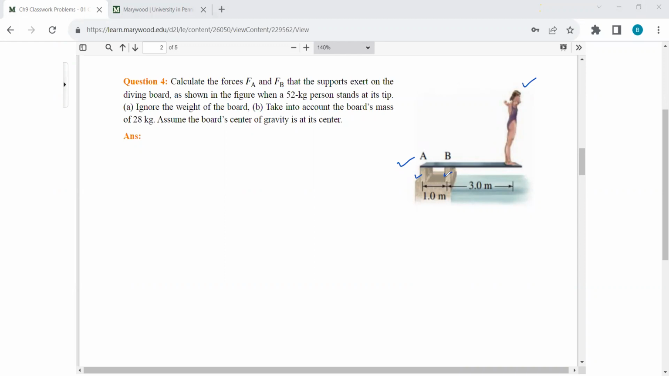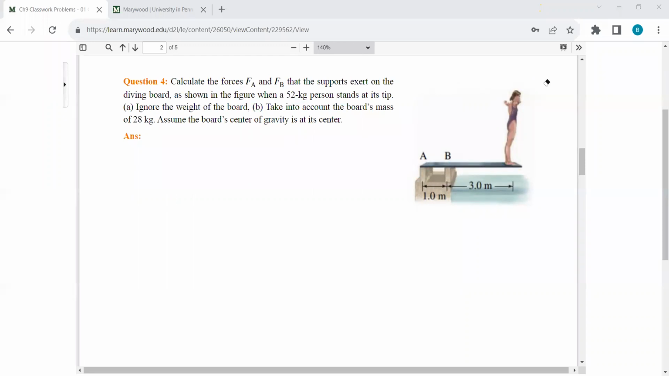Now here, although we have two problems, it asks us to calculate the same thing, FA and FB, first ignoring the weight of the board. So you can think that first you have to solve this problem, assuming that the board has negligible mass. But let's first calculate this one, and then come back to this one. For this one we can just ignore the mass of this board. It is basically the same thing. Okay, I will show you how.